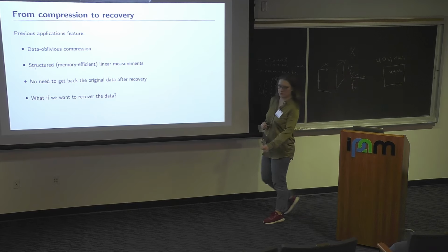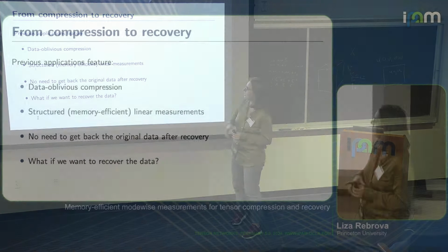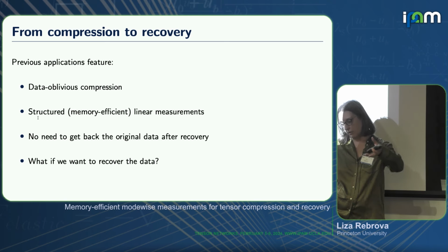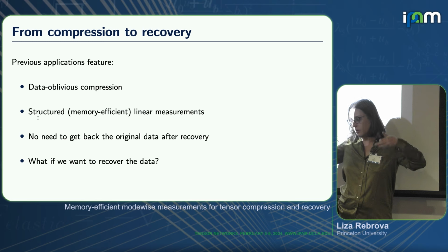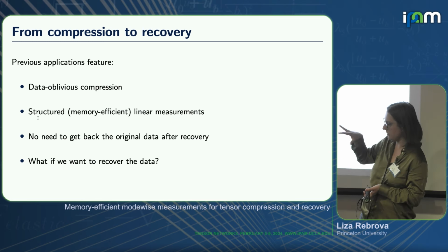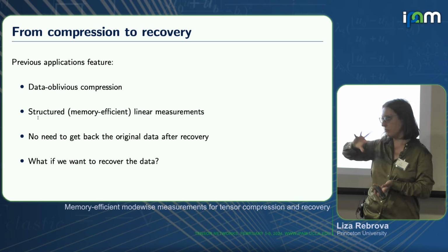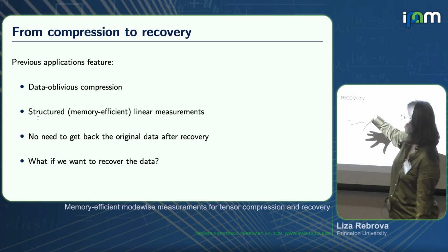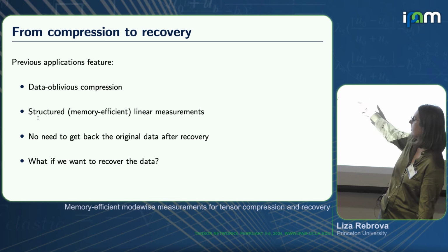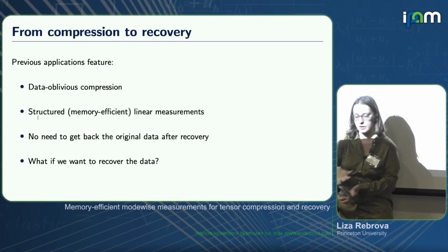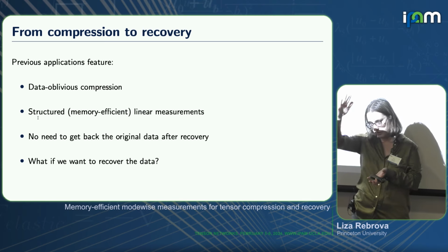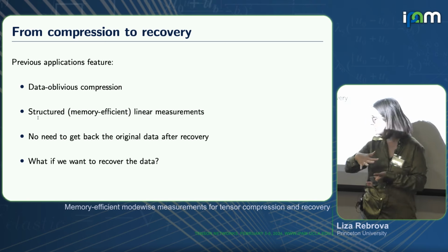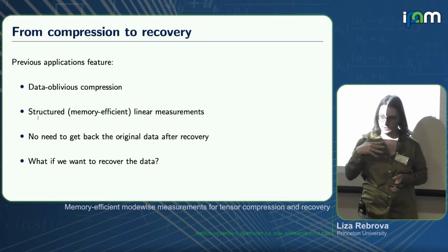This exactly leads me to the next thing. So we did this data-oblivious compression in the sense that we have a random map. Maybe it's structured, but it's not learned from particular data. It's worst case for R points or for an R-dimensional subspace. It's structured, so it's nice to apply. We don't need to get back there. Yeah, so the point is that we compress and we work on the compressed space, in the purple space. We don't need to get back our original data after compression. But what if we would like to do that?